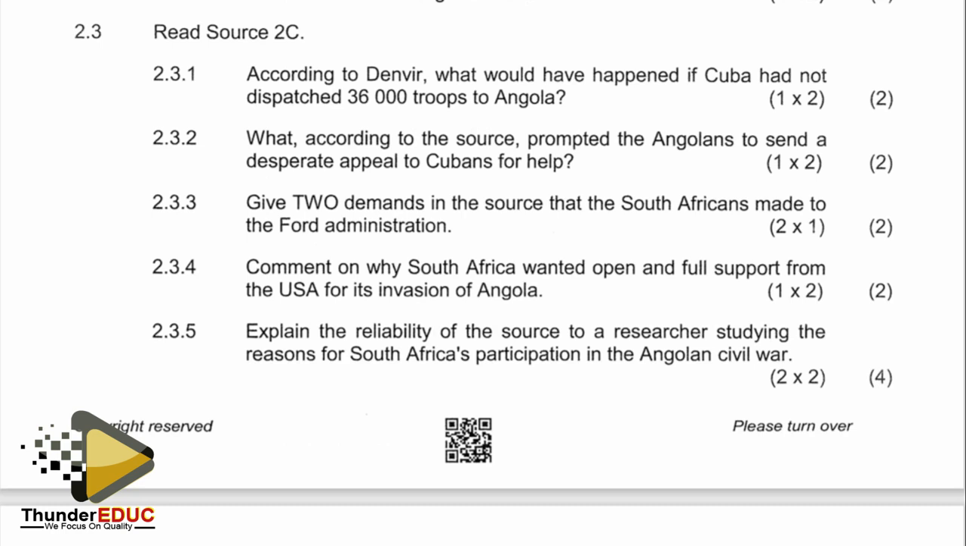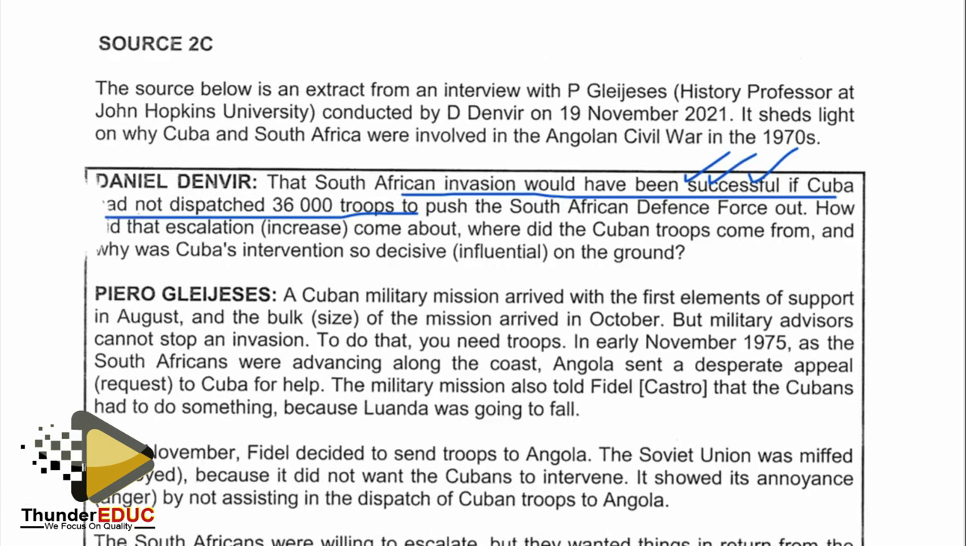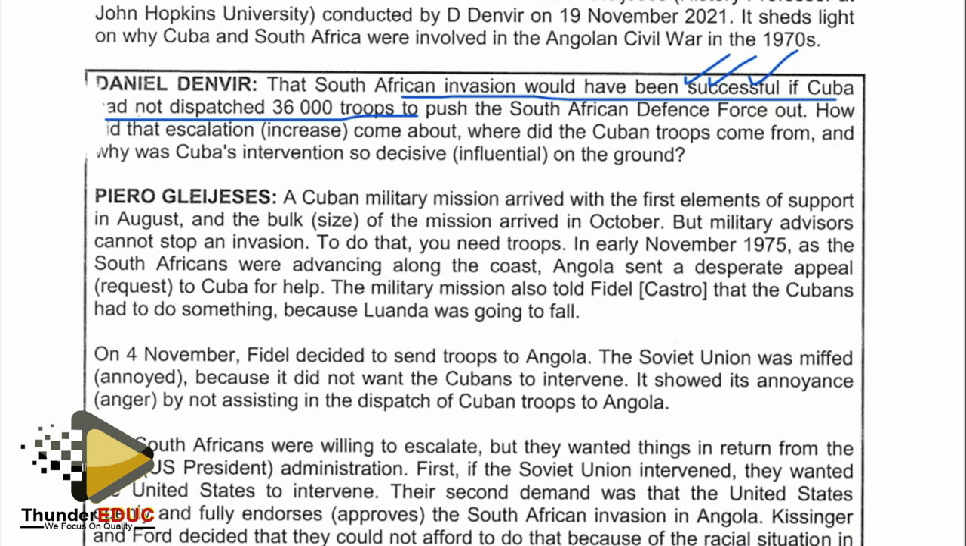What, according to the source, prompted Angolans to send a desperate appeal to Cubans for help? Right, our response, we get it here. It says Angola sent a desperate appeal or request to Cuba for help. The military mission also told Fidel Castro that Cubans had to do something because Luanda was going to fall.